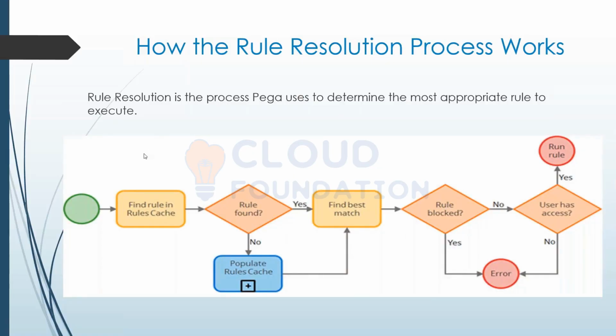The first thing that happens is finding the rules in the rules cache. Pega gives us different caches for different entities, one of which is your rules cache. This is going to store all the rules related to your application. First, the system goes and checks for the rule in the rules cache.